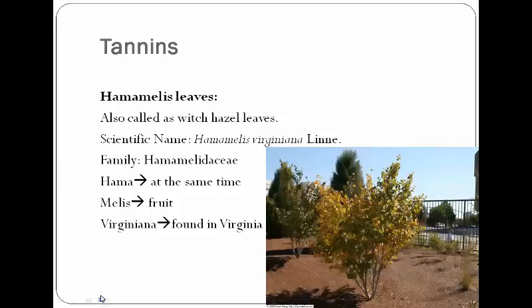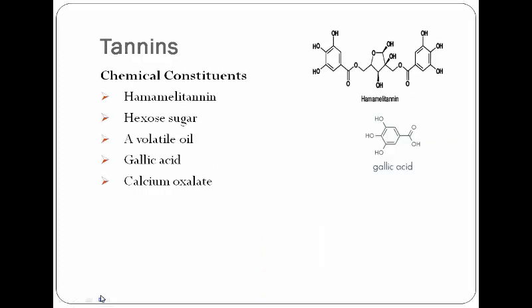The scientific name is Hamamelis virginiana, belonging to the family Hamamelidaceae. Hama means at the same time and melis means fruit, whereas virginiana indicates its origin because it is found in Virginia. The important chemical constituents include hamamelitannin. It also has hexose sugar, volatile oil, gallic acid, which belongs to hydrolyzable tannin, and calcium oxalate.